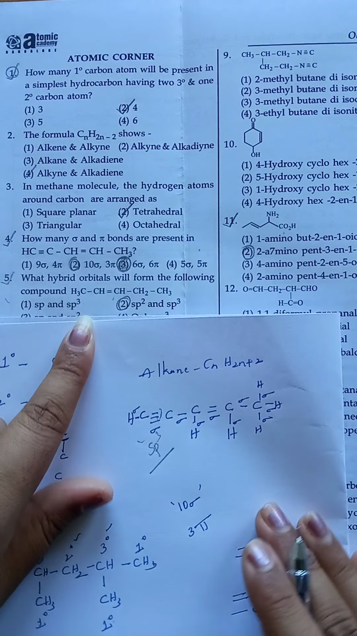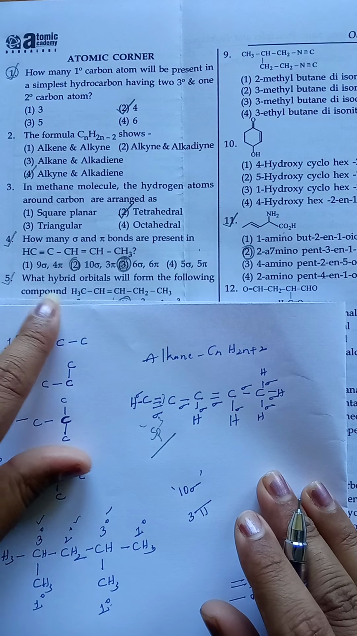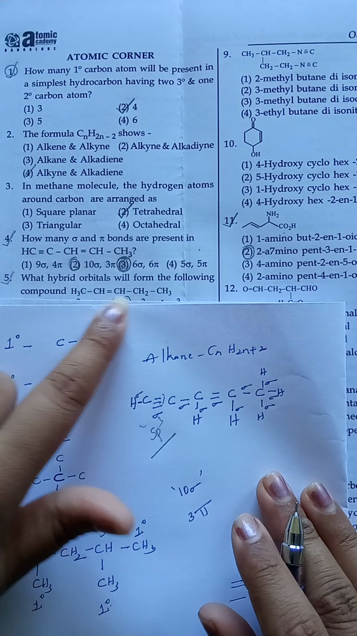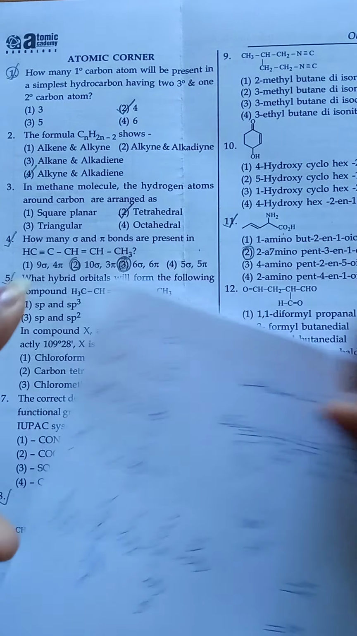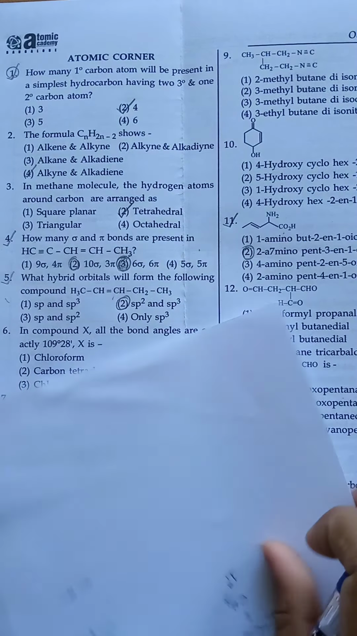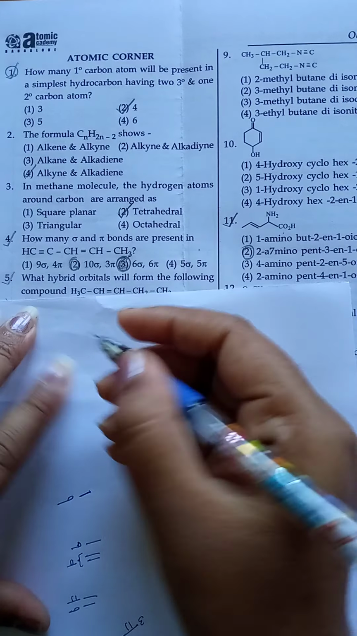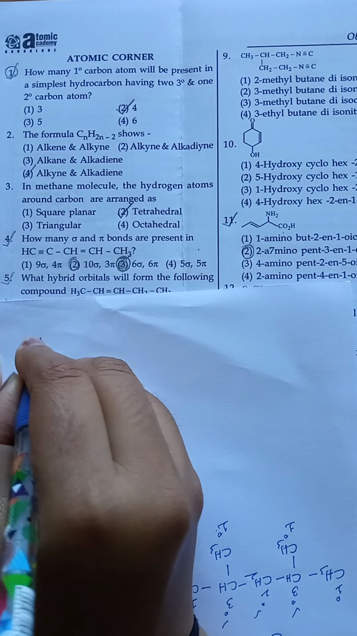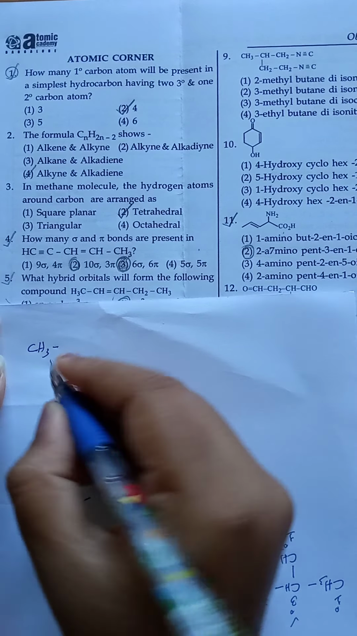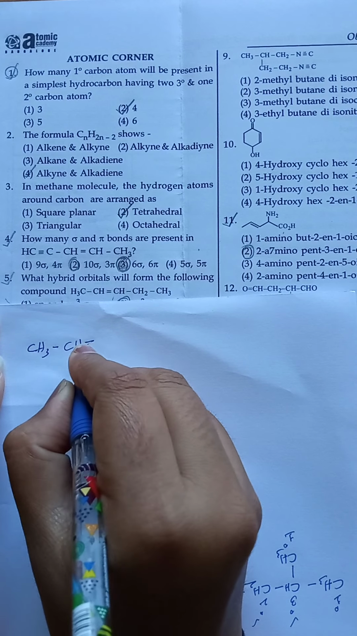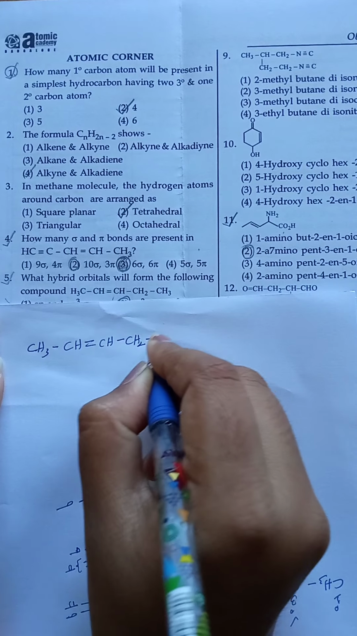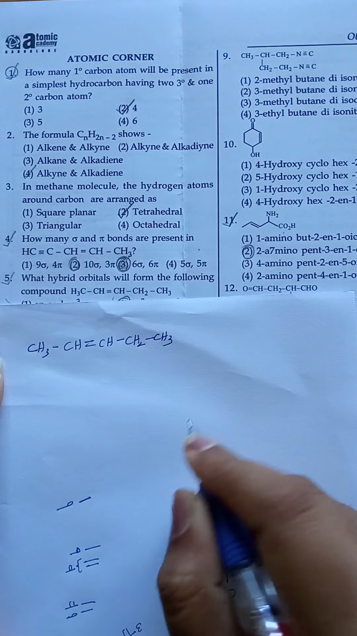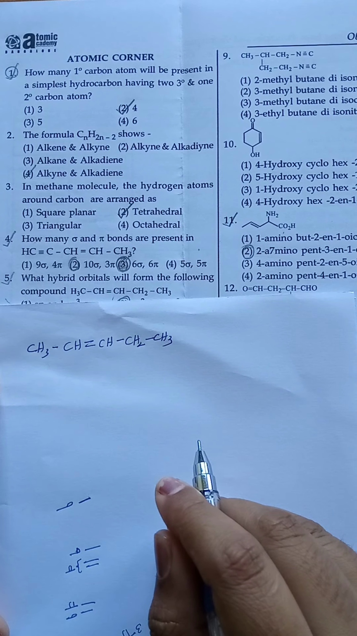Okay, now see the next one. What hybrid orbitals will form in the following compound? Okay, they are given a compound. In that we have to find the hybrid orbitals. Write down the structure. Okay, CH3 single bond, CH double bond, CH single bond, CH2 single bond, CH3. Okay, this is the compound they have given.